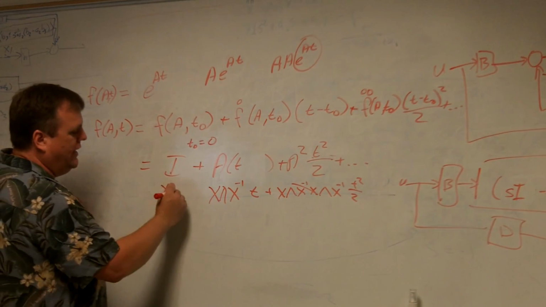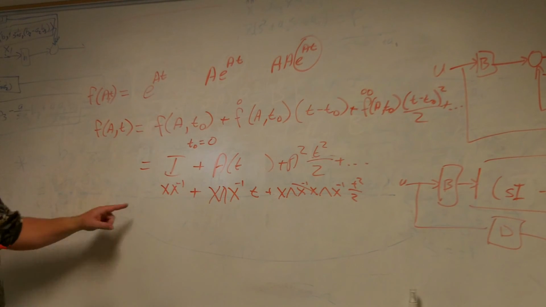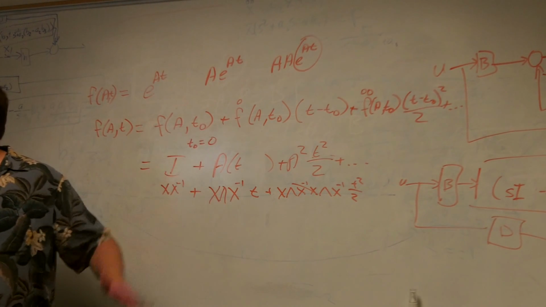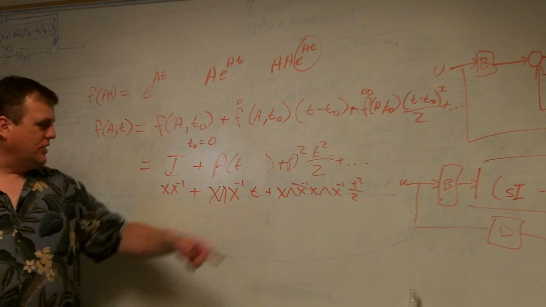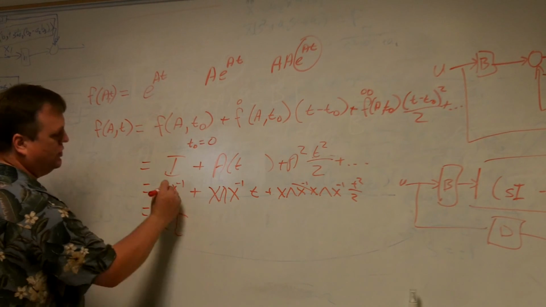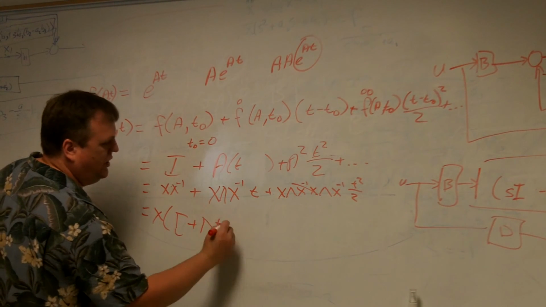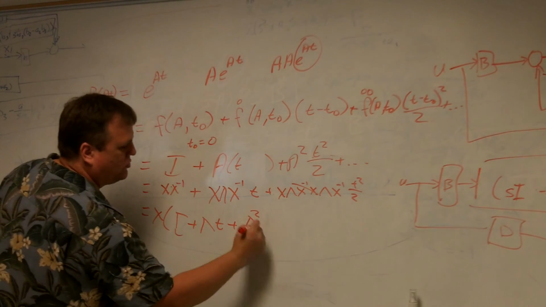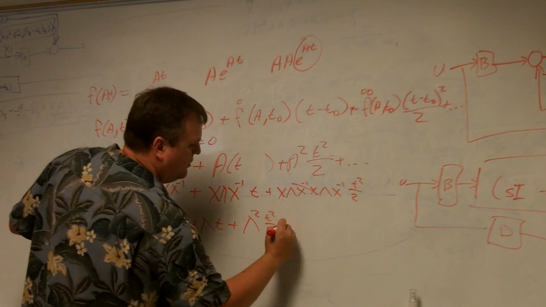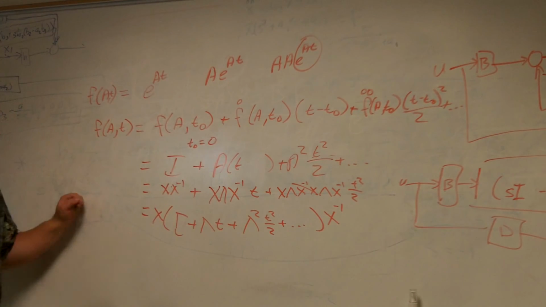But we know X times X inverse is the same as identity. But now it's got the same form everybody else does. Right. So same size, you can add them. X is all on the same side, factor X out. There's an identity in the middle there, a step further, plus lambda times t, plus lambda squared, t squared over 2, plus, keep going, and an X inverse on the outside.